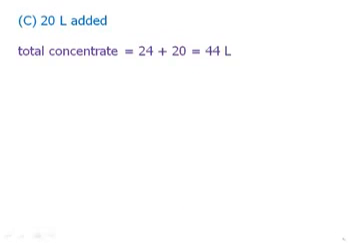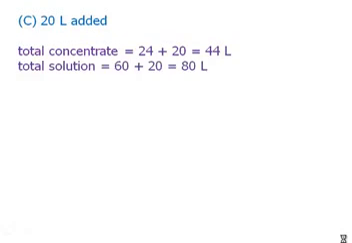We add 20 more liters of acid. And so that means that we have a total of 44 liters. That is the amount of acid in the solution. And of course, the volume of the solution is going to be 80 liters. And so we want to know, do we have the right concentration?